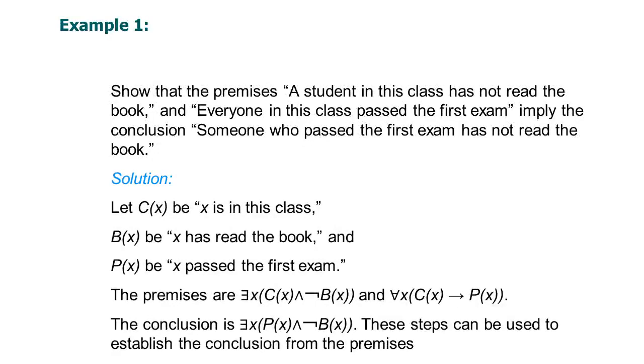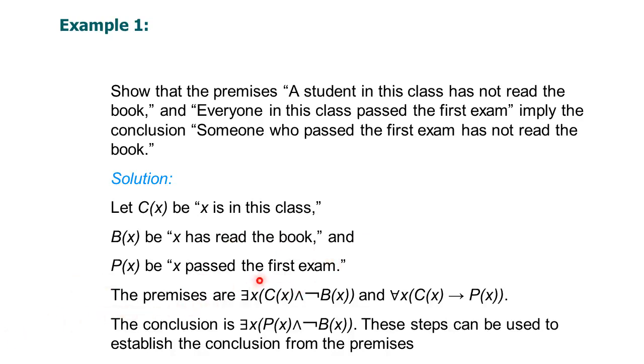Another example. The premises are: a student in the class has not read the book, and everyone in this class passed the first exam. The conclusion is someone who passed the first exam has not read the book. It can be formulated as: let C(x) be x is in the class, B(x) be x has read the book, and P(x) be x passed the examination.